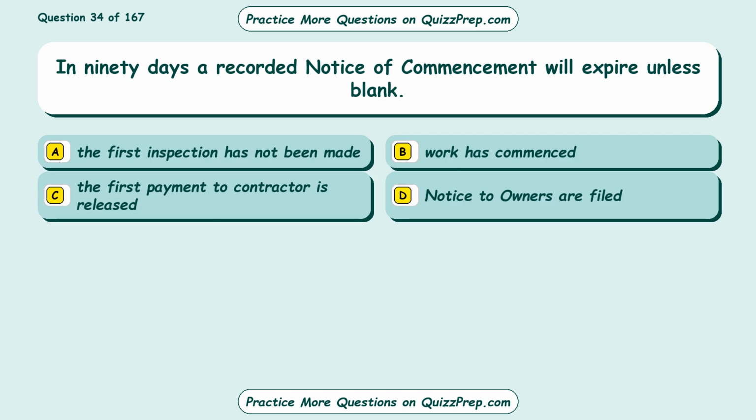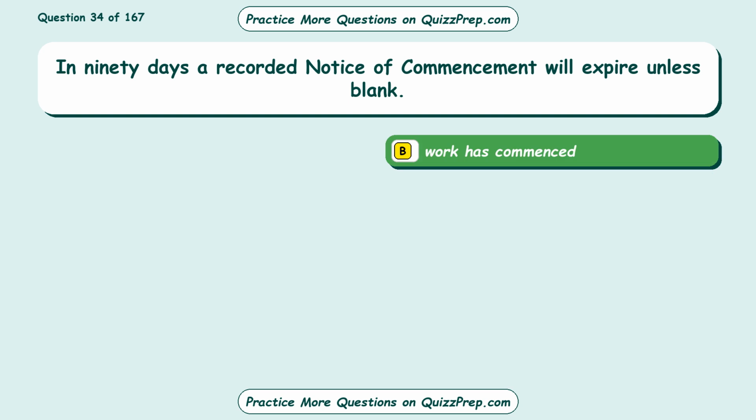Question 34. In 90 days a recorded notice of commencement will expire unless blank. Option A, the first inspection has not been made. Option B, work has commenced. Option C, the first payment to contractor is released. Option D, notice to owners are filed. The correct answer is option B, work has commenced.